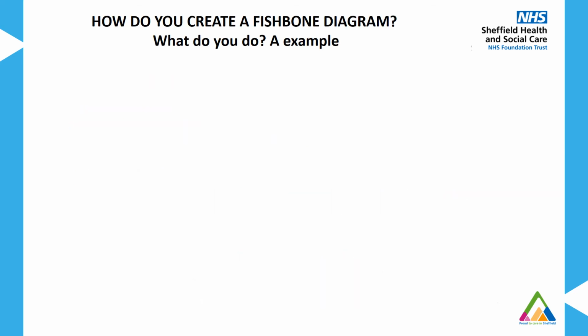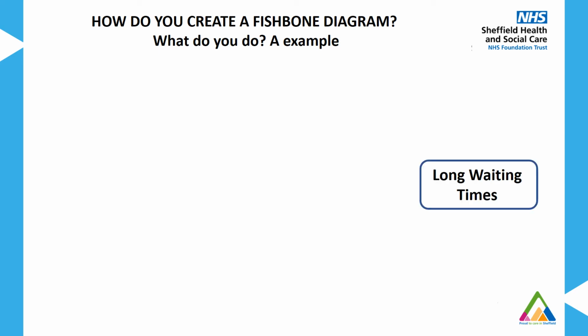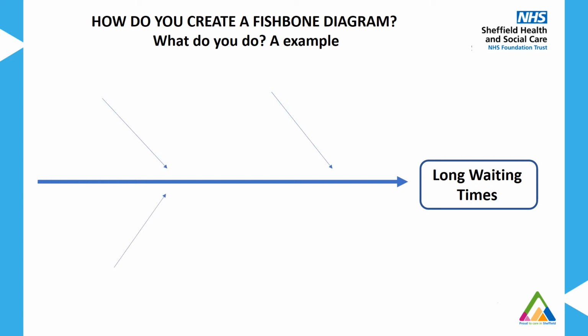So we've seen the template fishbone, but let's have a look at an example. If you're working on the problem of long waiting times, you'll put this to the right, the head of the fish. Then draw an arrow across the page, the backbone of the fish. If you've agreed some major categories, add these to the diagram, the bones of the fish. Then brainstorm all the possible causes.